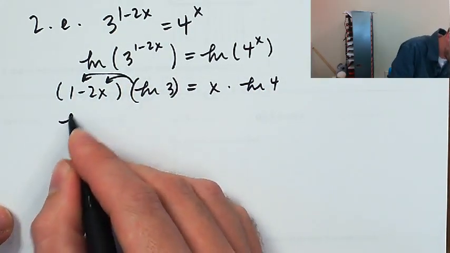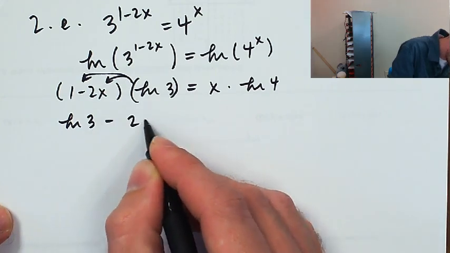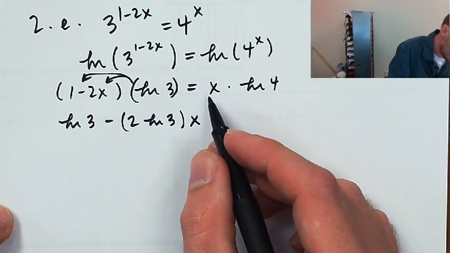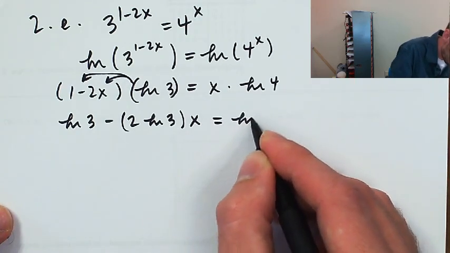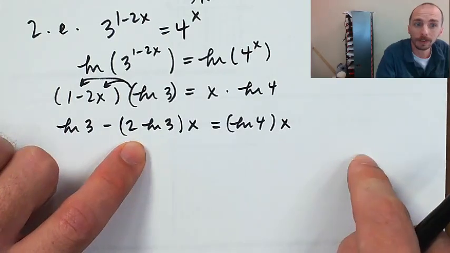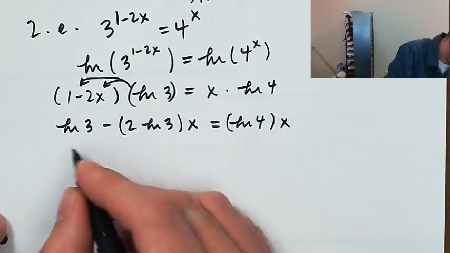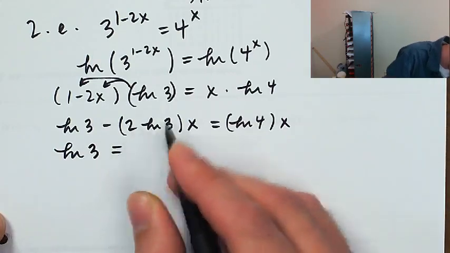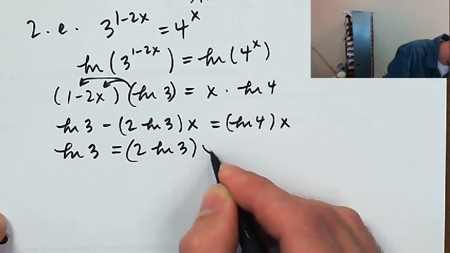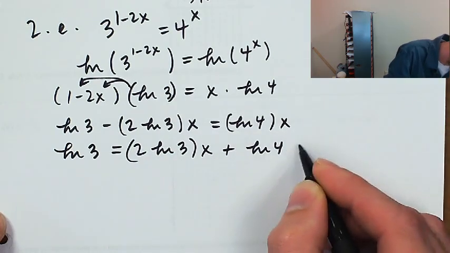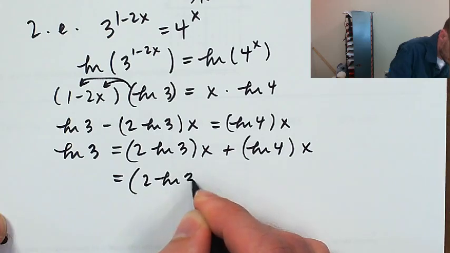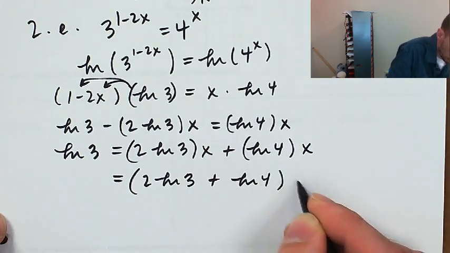So I'm going to have 1 times natural log of 3 minus 2 times the natural log of 3 times x. And then maybe I'll say that's equal to natural log of 4 times x. Okay. And now I'm going to push everything with an x to this side, and I'm going to factor out the x. So I've got natural log of 3 equaling 2 log 3 times x plus log of 4 times x, and then I'll factor out the x from here. I'll be left with 2 log of 3 plus a log of 4.